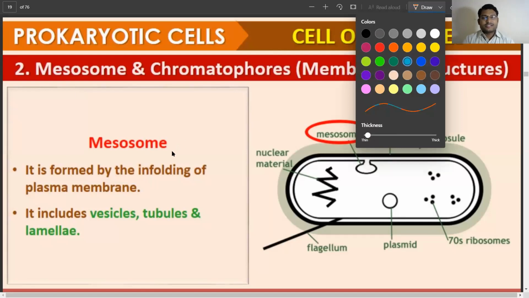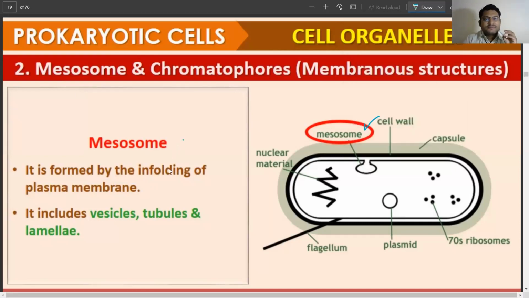As we're talking about, these mesosomes are nothing but infoldings of the plasma membrane. If you see this particular one, this is our plasma membrane and it has this infolding, and that infolding is going to be called your mesosome, right? Now it includes vesicles, tubules and lamellar structures.